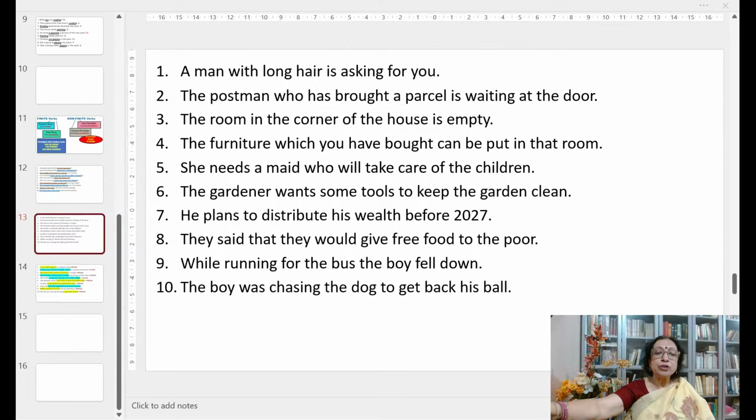Third one we finished. The furniture which you have bought can be put in that room. Now here you have to first identify whether a group of words is there, and then you have to also identify whether it is a phrase or clause.